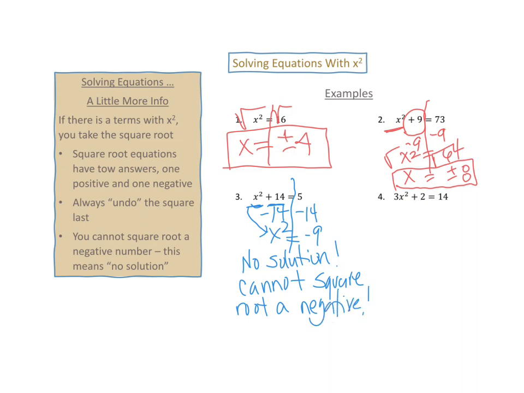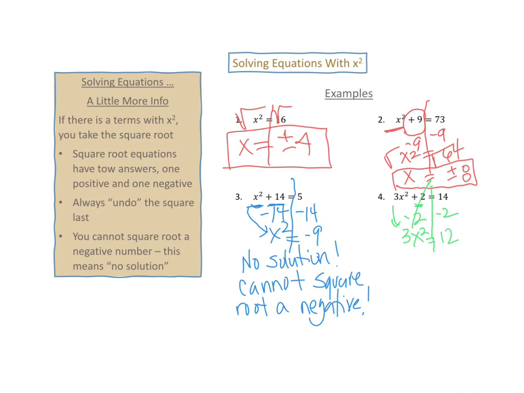All right, how about that last one? It says 3x squared plus 2 equals 14. Well, I've got to get rid of that 2. So I go minus 2, and I get 3x squared, because these eliminate, and this I bring down, equals 12.